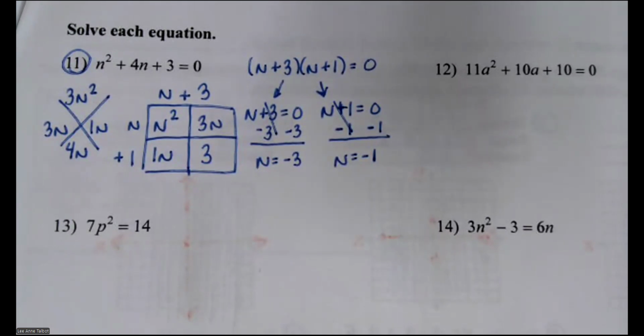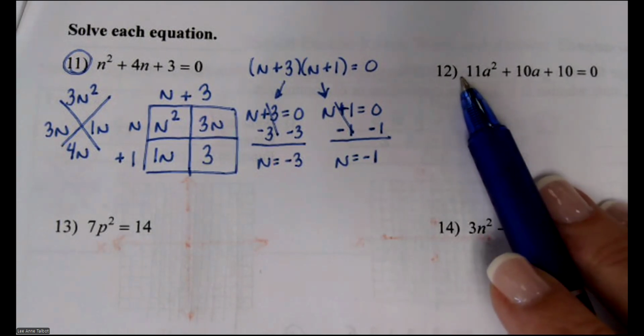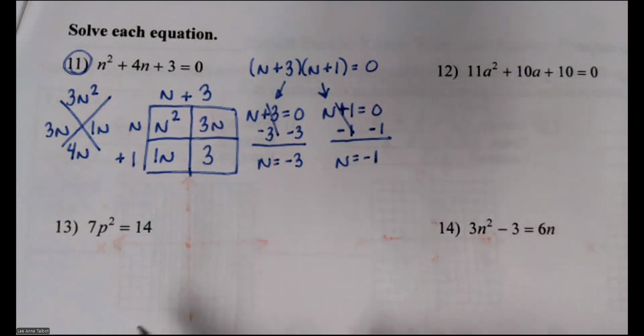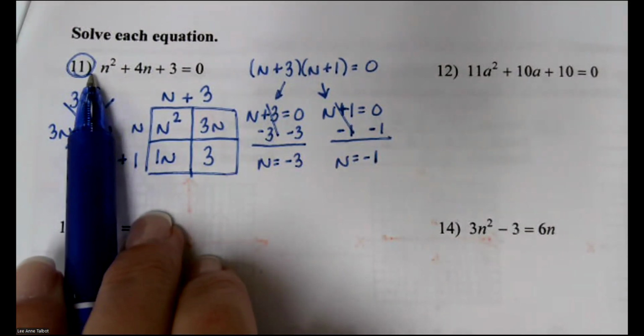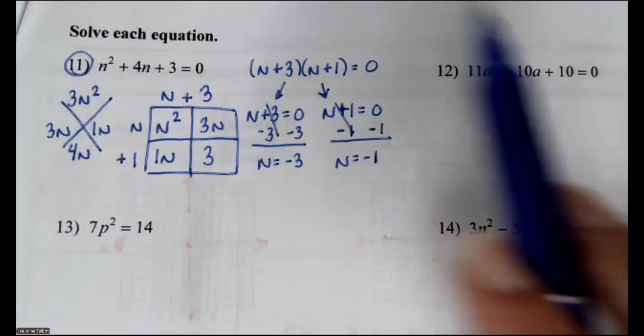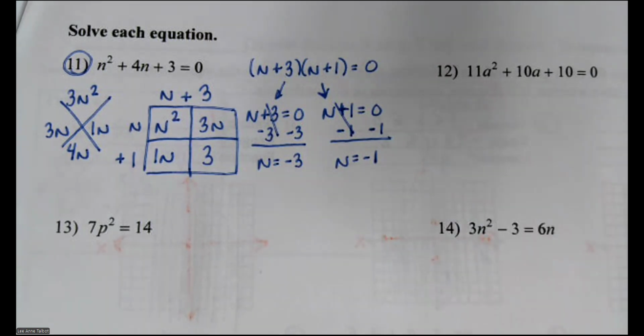So do you have to do the box for this if you just got the diamond and then got 3 and 1 and then you do the product property? You do not have to do the box for those if you can do the diamond. However, when it comes to one like this, where it's 11a squared, you cannot just use the diamond to factor. You'll need the box also. So if there's a 1 in the front, it's totally okay to just do the diamond, but it doesn't really work if you have a number in the front that's not 1.